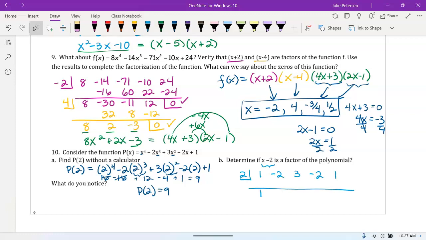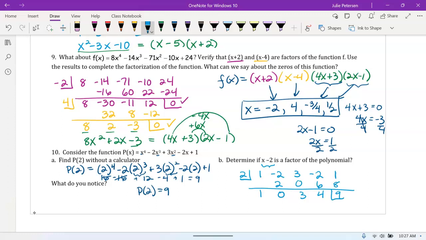All right, so let's do our synthetic division. 2 times 1 is 2, add to negative 2, and we get 0. 2 times 0 is 0. Add these up and we get 3. 2 times 3 is 6. Add those up and we get 4. 2 times 4 is 8. And 8 plus 1 is 9.